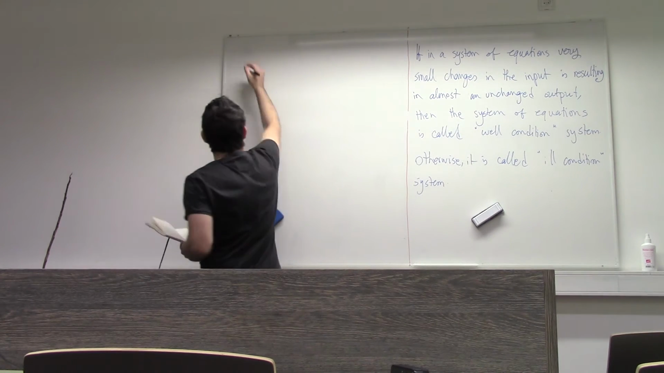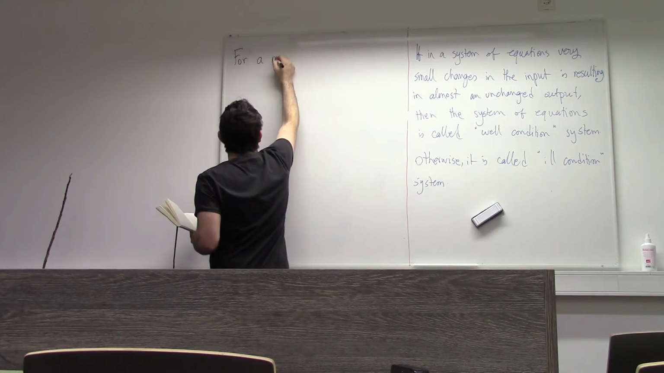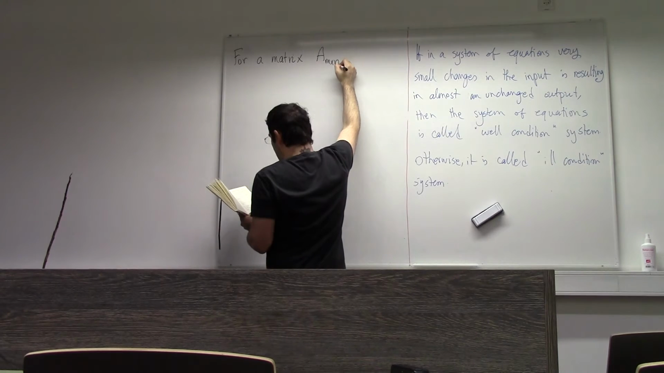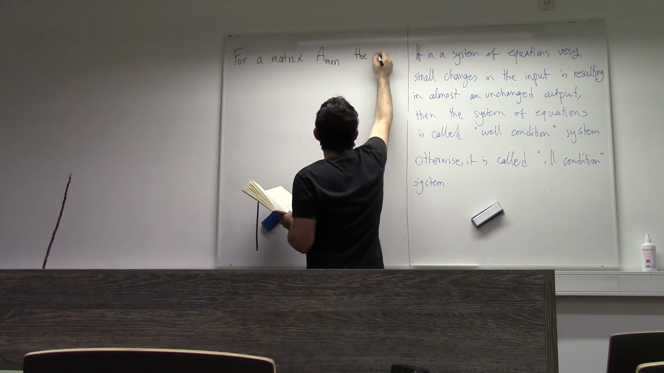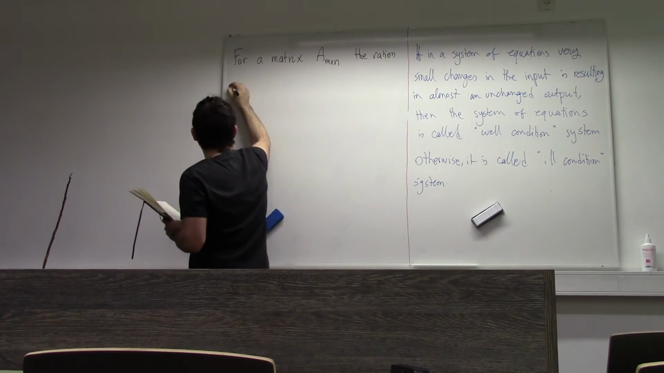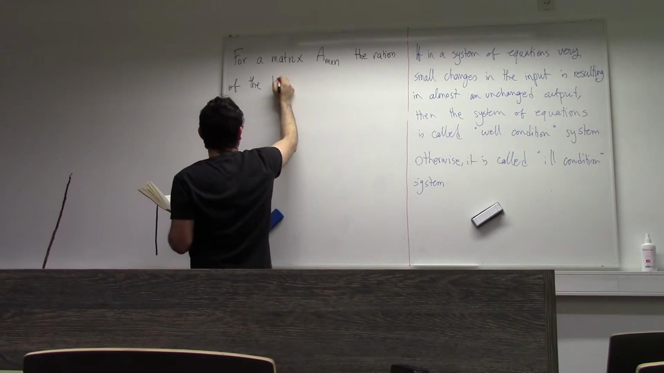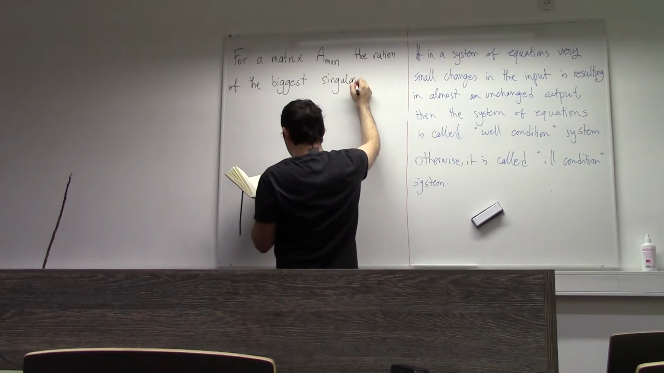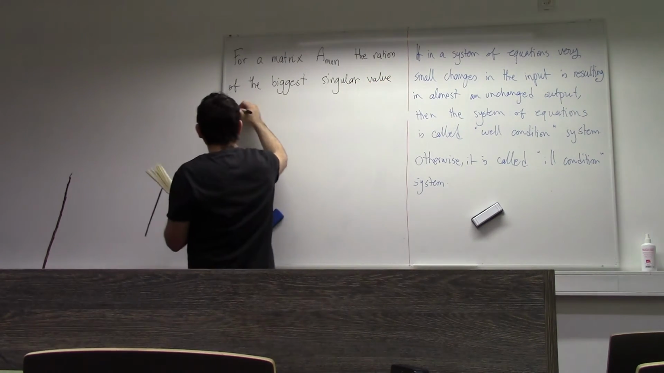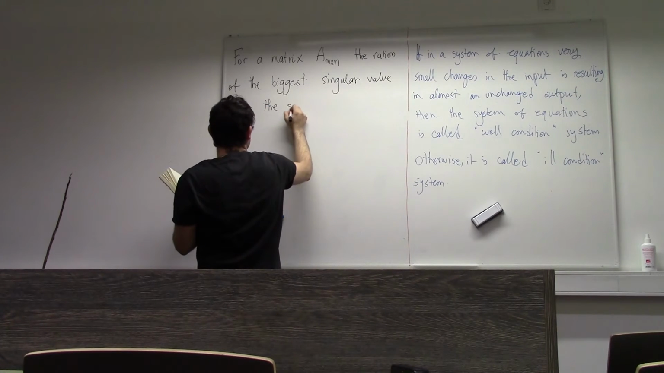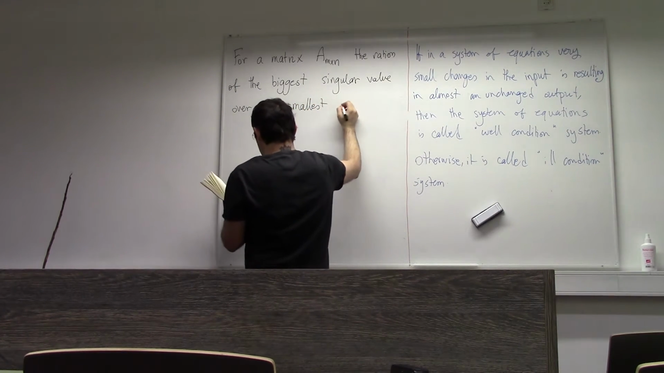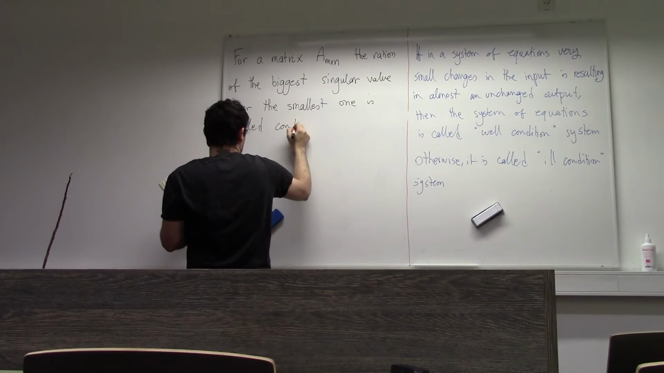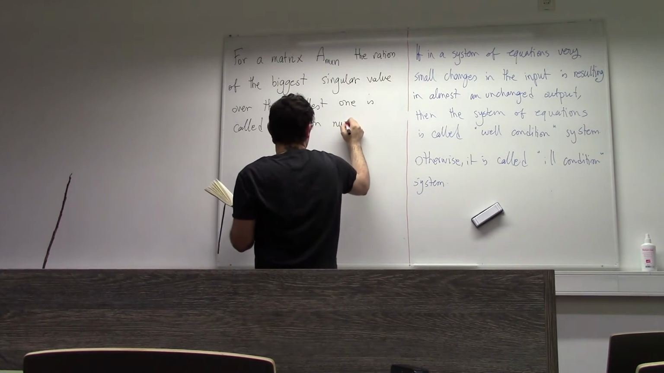For a matrix A, m by n, the ratio of the biggest singular value over the smallest one is called condition number.